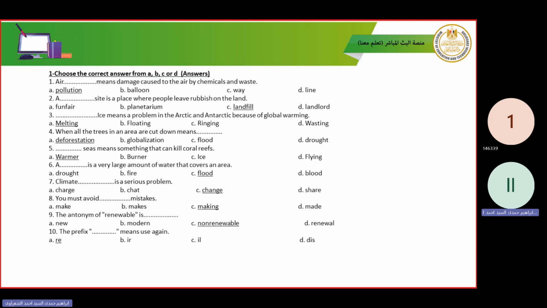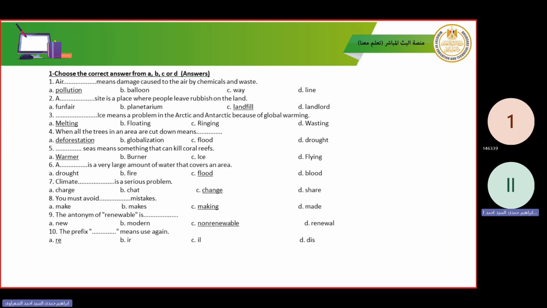Number six, a very large amount of water that covers an area. Of course, this is the opposite of drought, which is flood. Number seven, climate. This is our main topic, climate change, the change in the weather conditions.